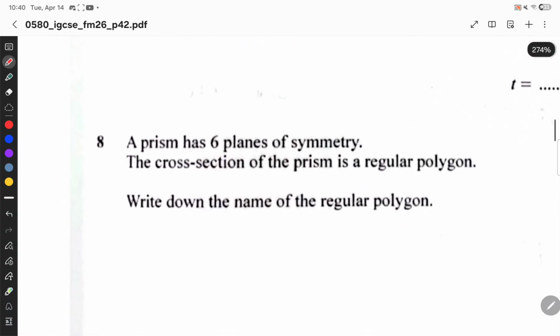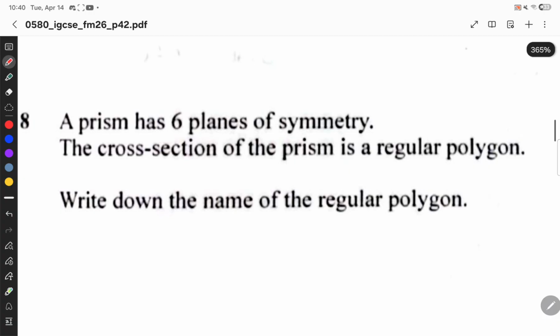You can do other steps, but come on. A prism has 6 planes of symmetry. The cross section of the prism is a regular polygon. Write down the name of the regular polygon. So if you do not know, this tests your theory.